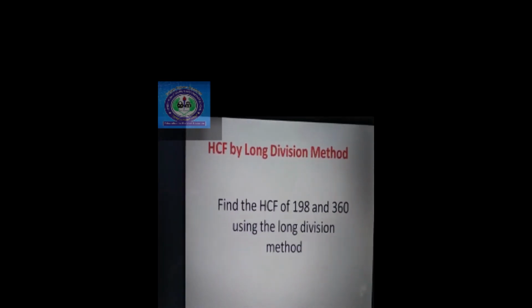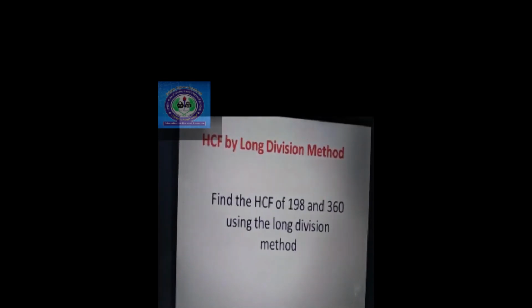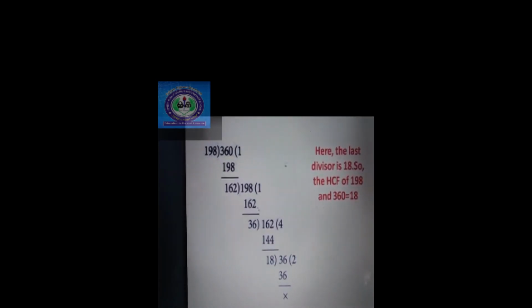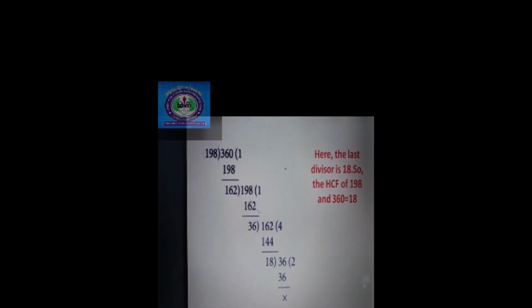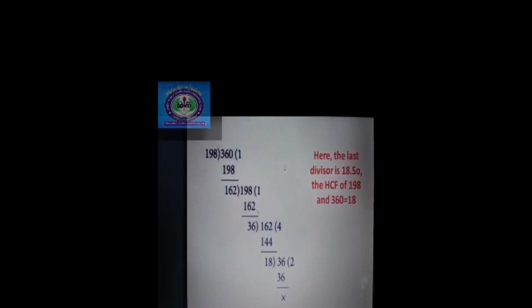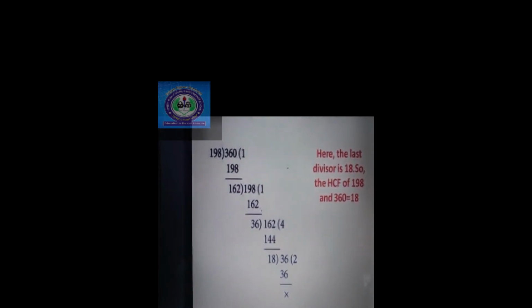Let's learn with the help of one example. We will find the HCF of 198 and 360 using the long division method. 198 1s are 198, we get the remainder 162. So you can see 162, and then we divide 198 by 162. So we get 162 1s are 162, remainder 36. Then again we divide 162 by 36: 36 4s are 144, the remainder is 18, and 18 2s are 36. So here the last divisor is 18. So the HCF of 198 and 360 is 18.